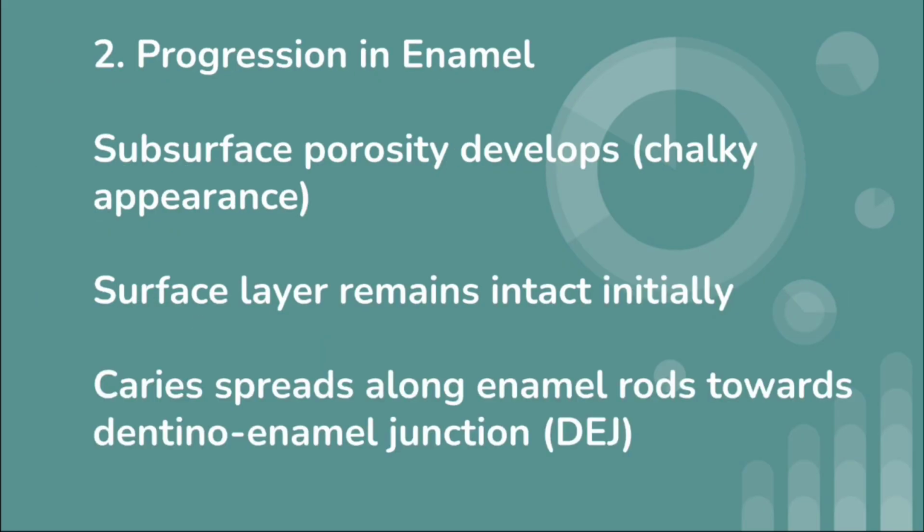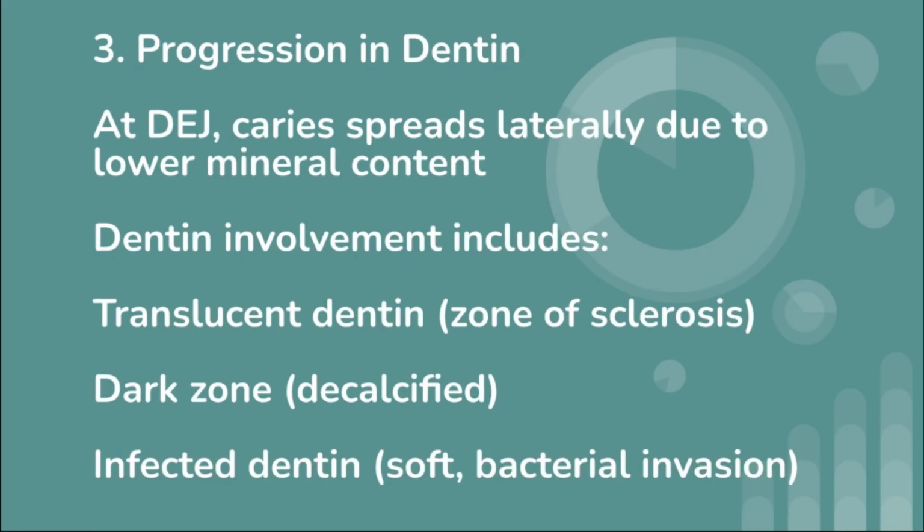Next phase is progression in the enamel. Subsurface porosity develops, and a chalky appearance can be seen while the surface layer remains intact, a little bit intact. Caries spread along the enamel rods towards the dentinoenamel junction, so from the enamel rods it will spread into the DEJ.